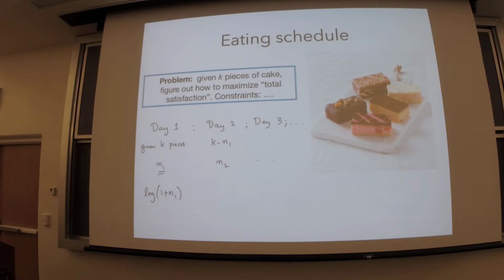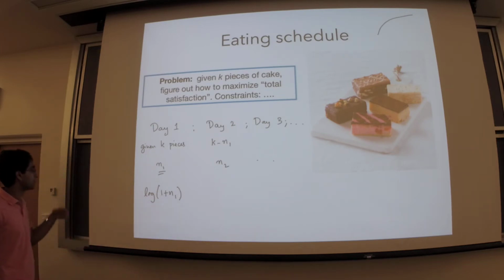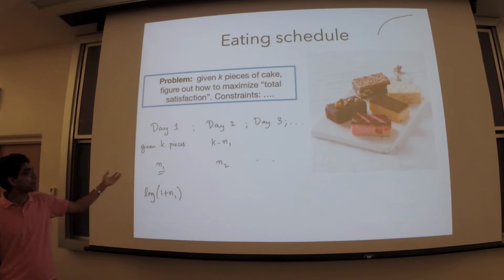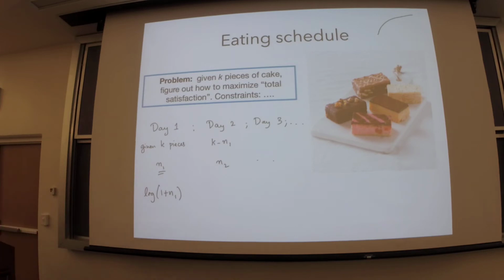So note that the log looks like this. It still grows, but grows slower and slower as you go higher. So this sort of a thing is reasonable for enjoyment. But the point is that it could actually be any function, and the nice thing about dynamic programming is that it allows you to solve it for any function. But let's say it's the log, to keep it simple.